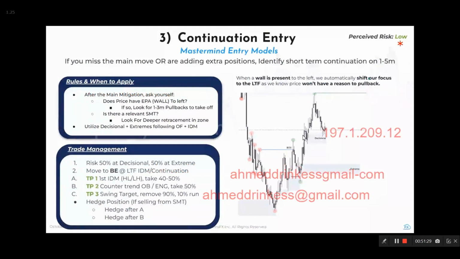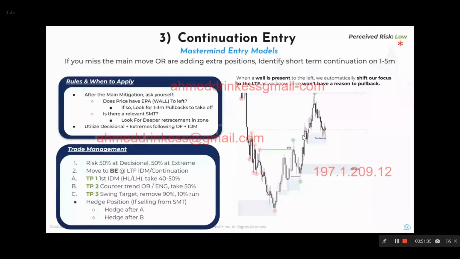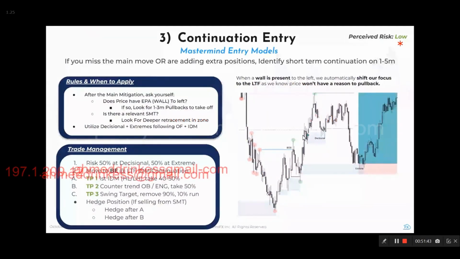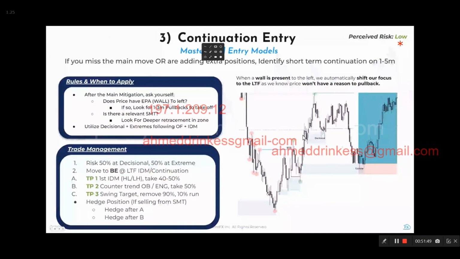So when a wall is present to the left, we automatically shift our focus to the lower time frame. Write that down, star it. When a wall is present, shift your focus to the lower time frame. Focus on it breaking the wall. Again, pull back to then come to the extreme, and then that's where we start off again, right? Extreme mitigated, boom. Have another entry.